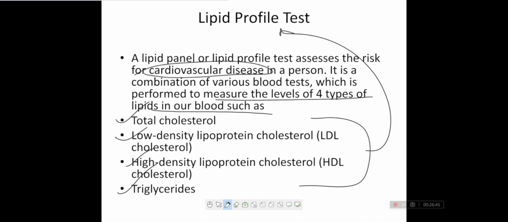Remember this. What 4 different types of tests are performed in the lipid profile test? Total cholesterol, LDL cholesterol, HDL cholesterol, and triglyceride. Clear?